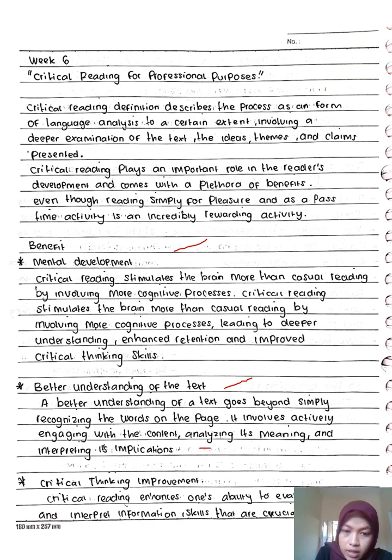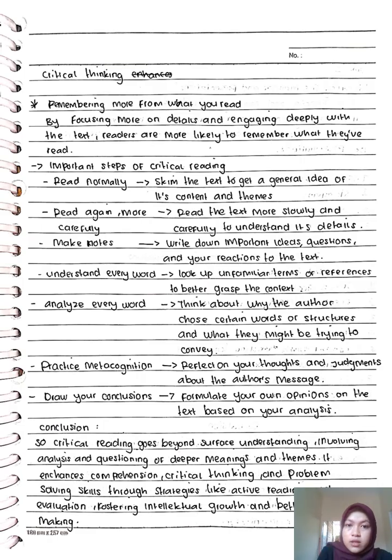Next is critical thinking improvement. Critical reading enhances one's ability to evaluate, synthesize, and interpret information, skills that are crucial for critical thinking. And next is remembering more from what you read. By focusing more on details and engaging deeply with the text, readers are more likely to remember what they have read.